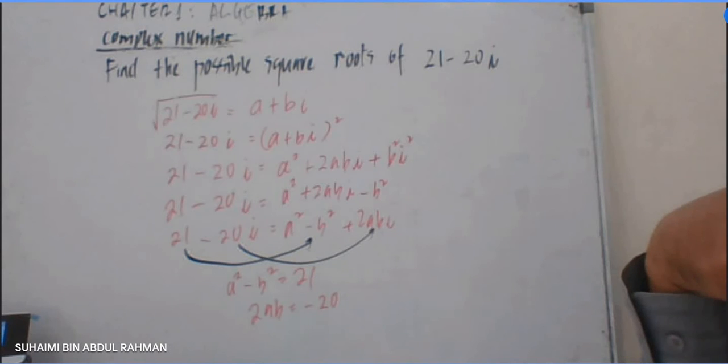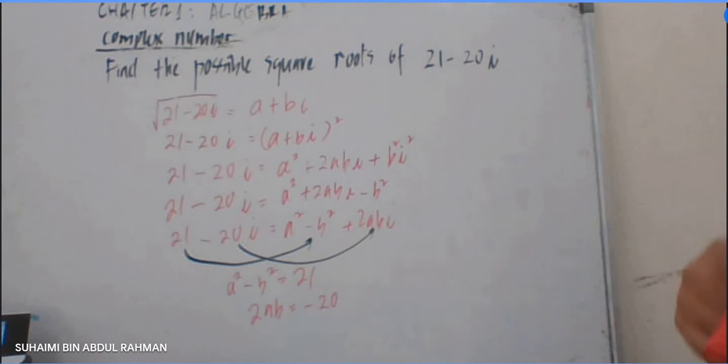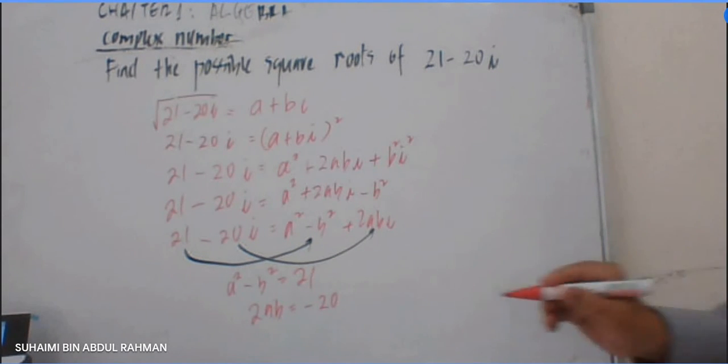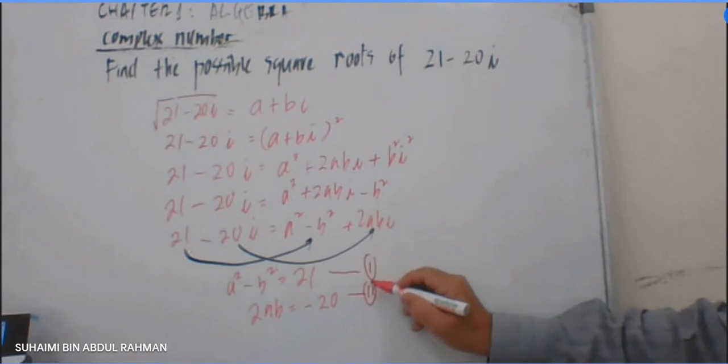Make comparisons. So what we have is a square minus b square we make equal to 21. 2ab we make equal to minus 20. Name this as equation 1. Name this as equation 2.